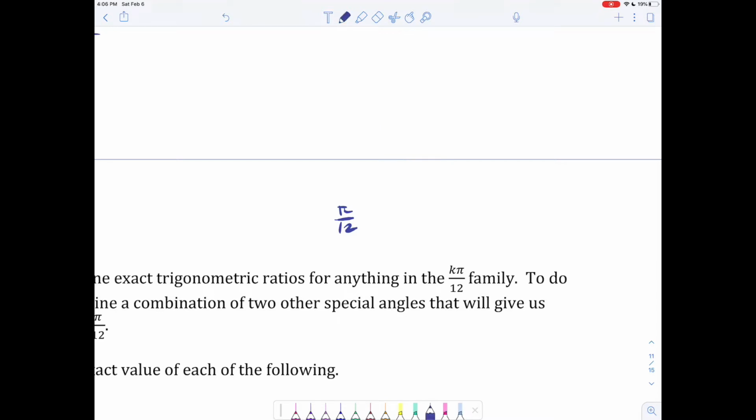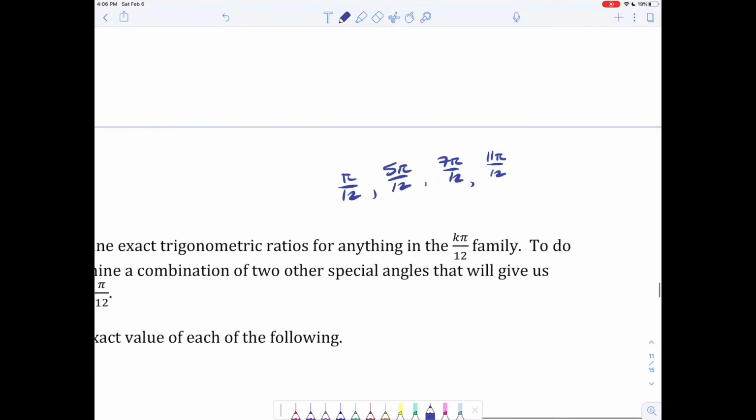The next one would actually be 5 pi over 12. And then 6 pi over 12 reduces. We could also look at 7 pi over 12. 8, 9, and 10 pi over 12 reduce. But 11 pi over 12 doesn't. 12 pi over 12, of course, reduces. That brings us up to pi, which is half of a whole revolution.